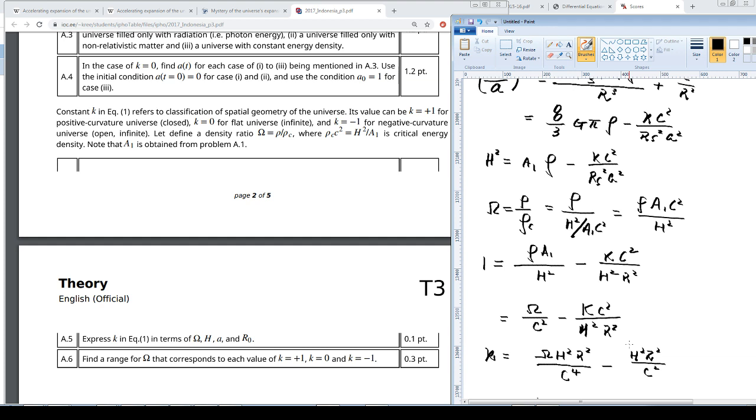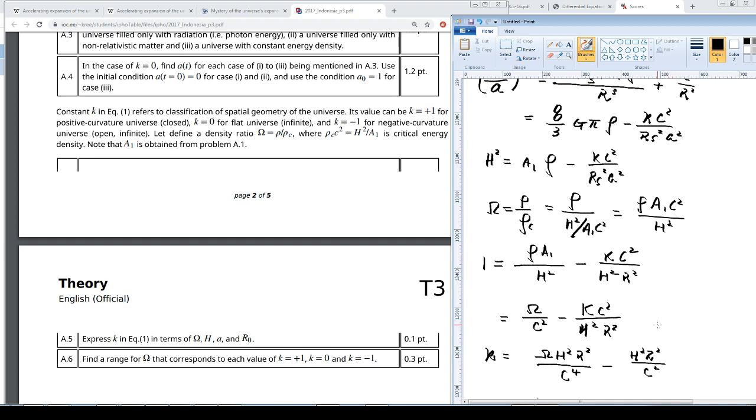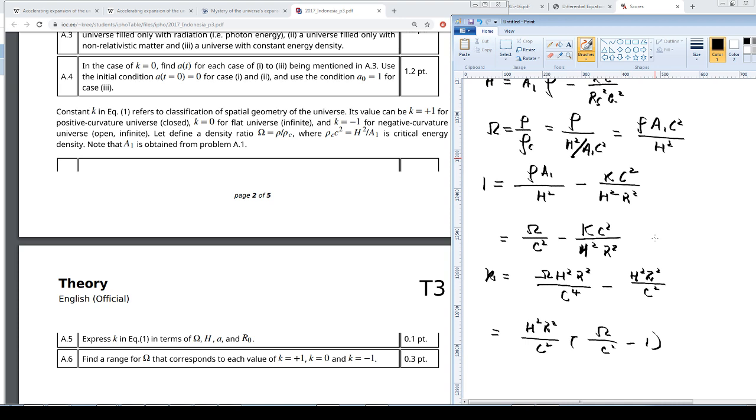Over c to the fourth minus h squared. H squared r squared c squared. I don't feel this is right. My units are not right. I have an extra a squared multiplied to the whole thing.